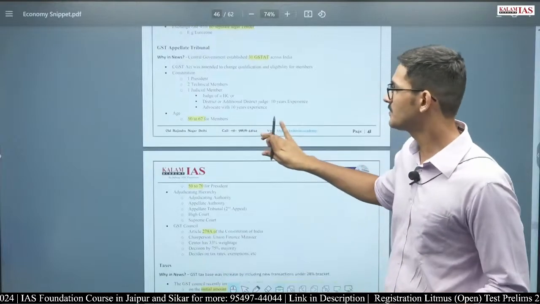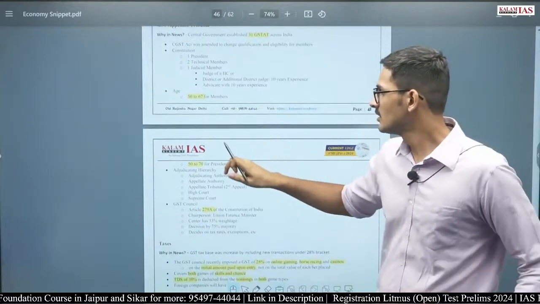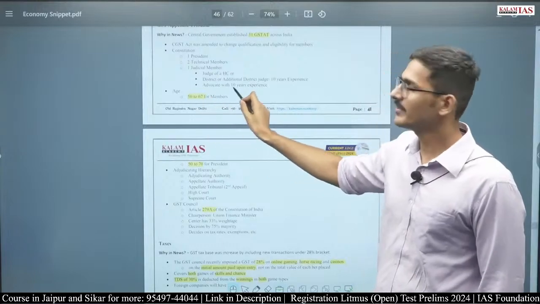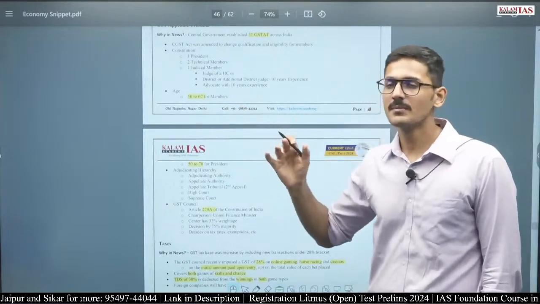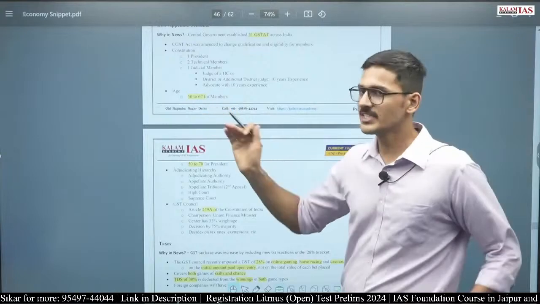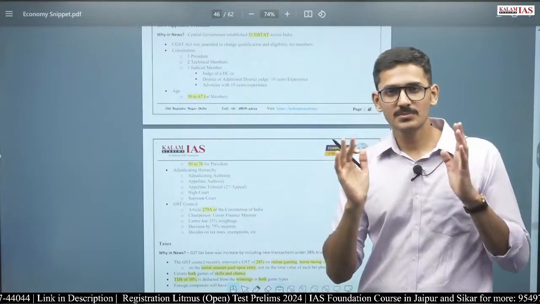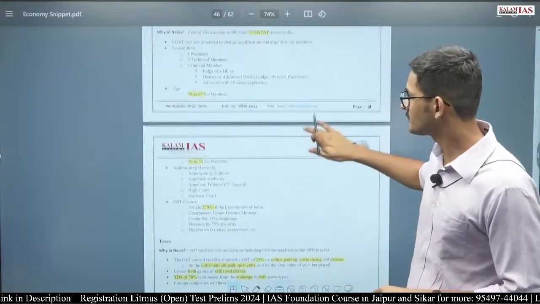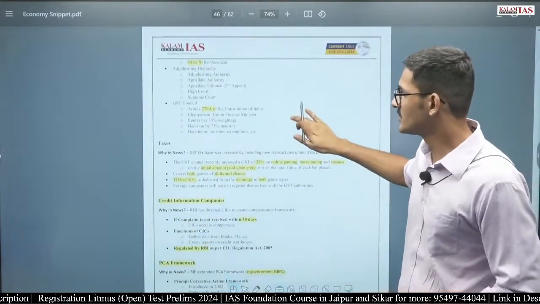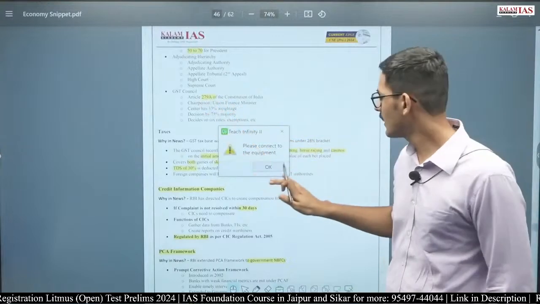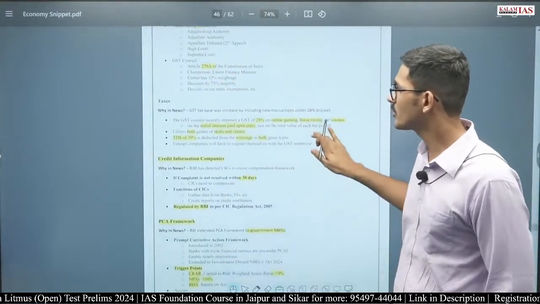The age has been increased. So currently, if anyone wants to become a member of GST Appellate Tribunal, the member has to have an age between 50 to 67, and the president has to have an age between 50 to 70. GST Council is framed under Article 279A of the Constitution of India.